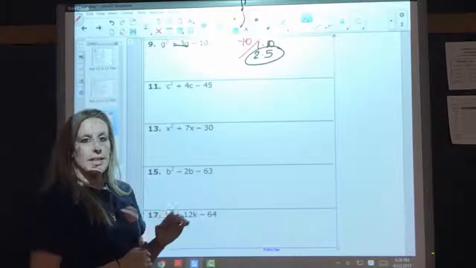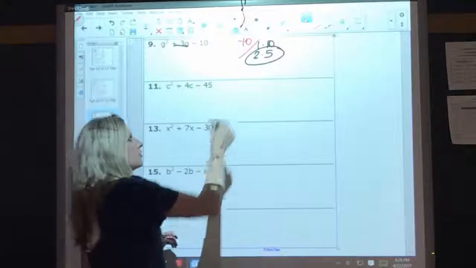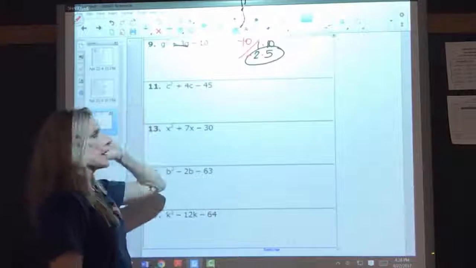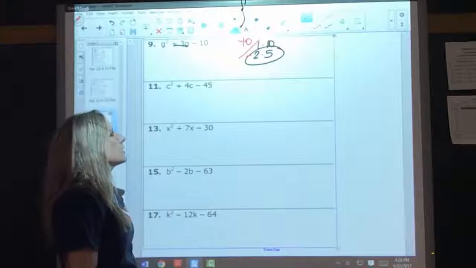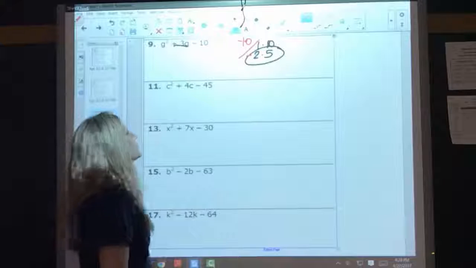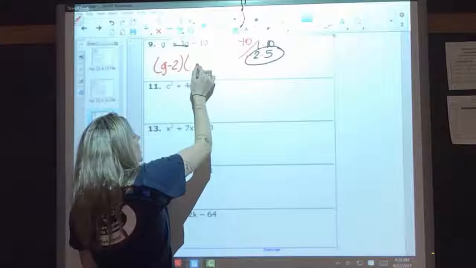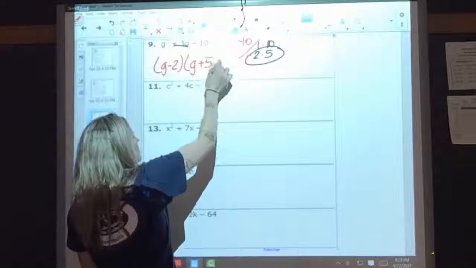Okay, now to get a 3 in the middle, you'd have to do 5 minus 2. We need a positive 3. Okay, so our bigger number is going to be positive. So our factors are g minus 2 and g plus 5.